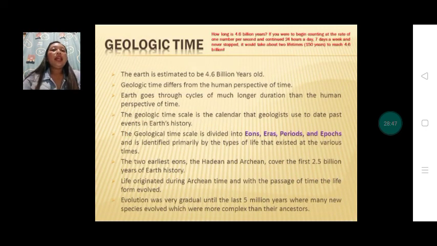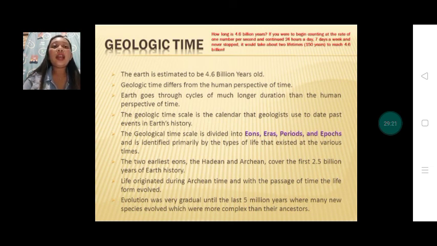Okay, so now let's find out the geologic time. So how long is 4.6 billion years? If you were to begin counting at the rate of one number per second and continue 24 hours a day, 7 days a week, and never stop, it would take about 2 lifetimes, which is 150 years, to reach 4.6 billion. Okay, so the Earth is estimated to be 4.6 billion years old.